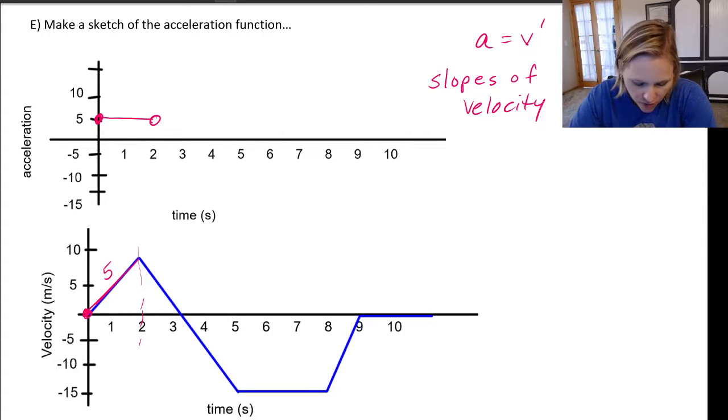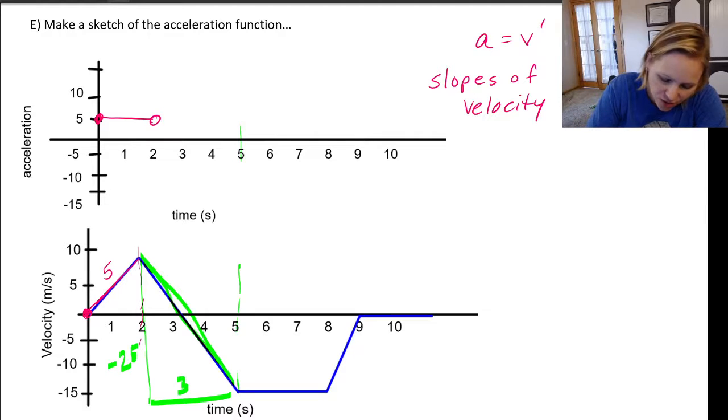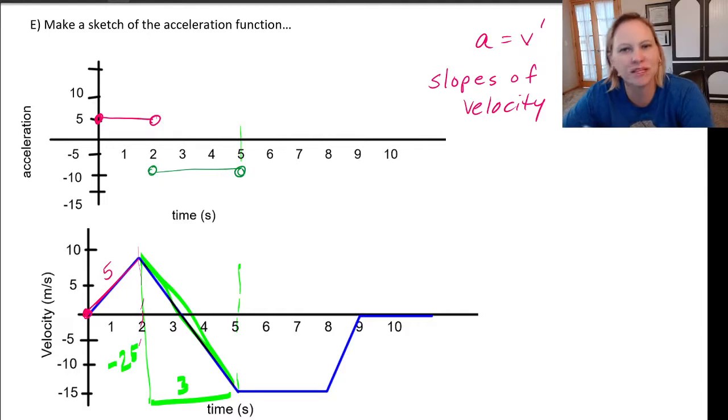Now for this next little chunk, notice this little line segment is very constant, and even though it dips into negative, the slope remains the same. So from 2 to 5, I went down 25 and I went over 3. Ooh, that's ugly. I don't like that number, but we're just going to deal with it. So negative 25 thirds is roughly 8 and 1/3, negative 8 and 1/3, from 2 to 5. Yikes, that was ugly. Who picked these numbers?